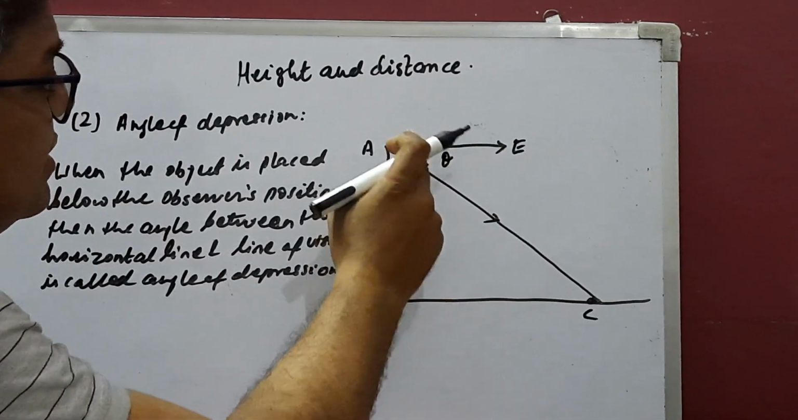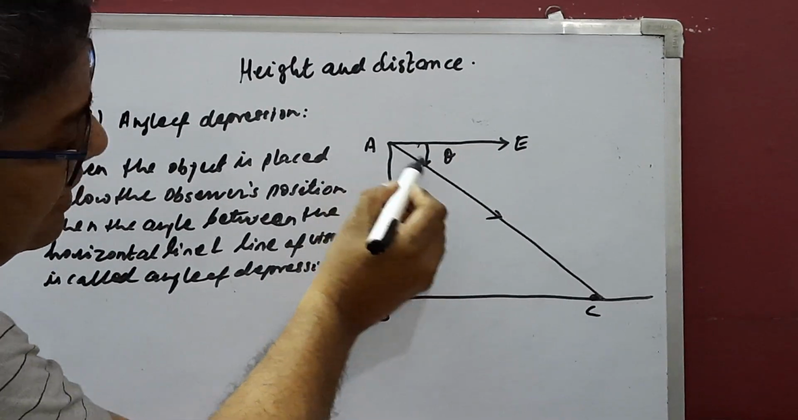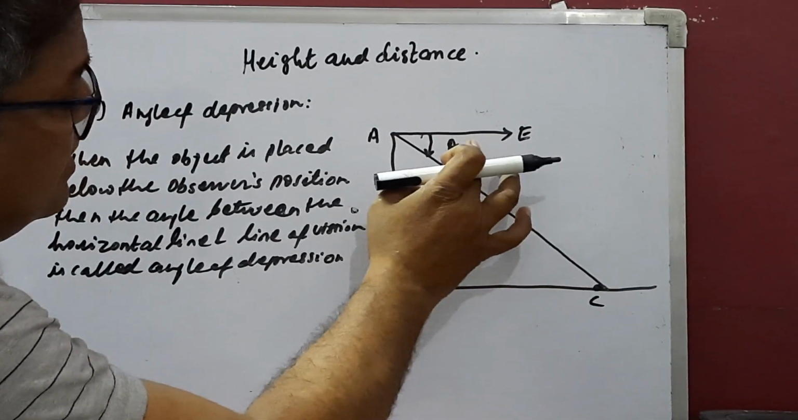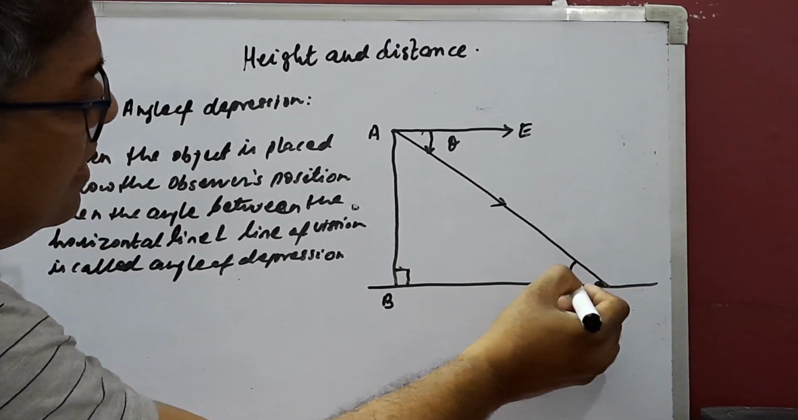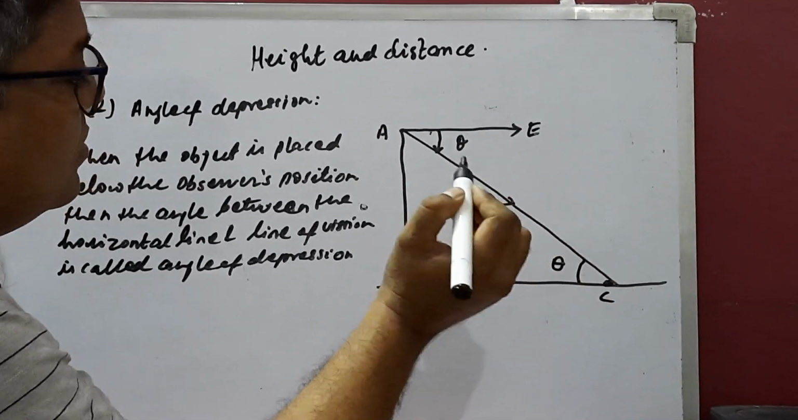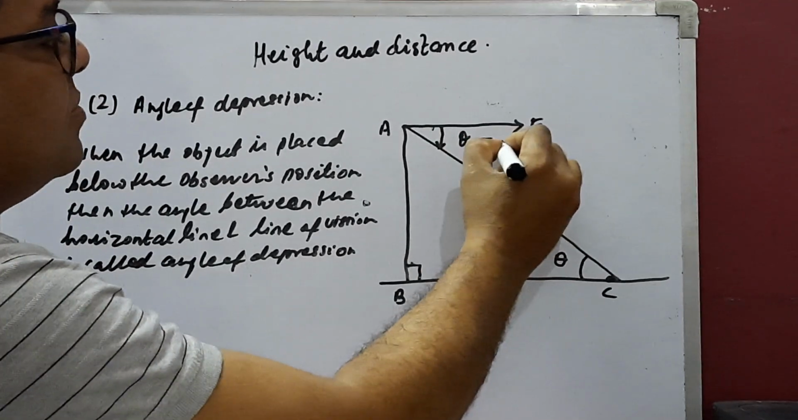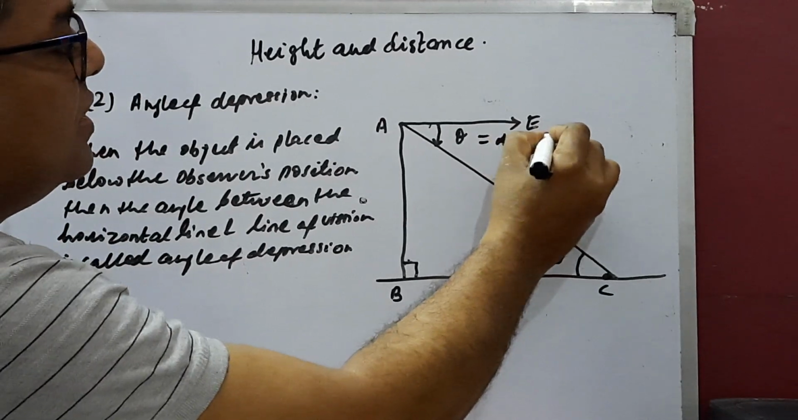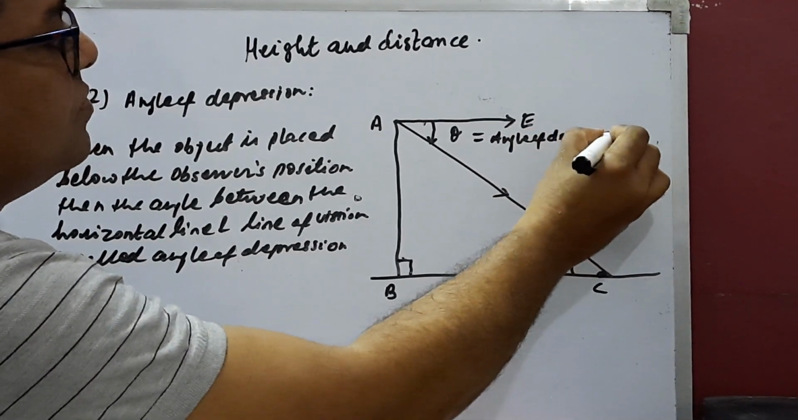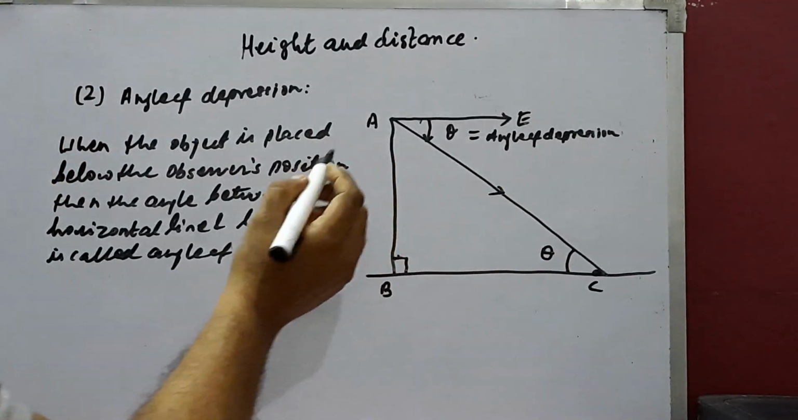As AE is parallel to BC and AC joins these parallel lines, therefore this angle and this angle will be equal because a pair of alternate angles are equal, so theta. So this is called angle of depression, and this is also called angle of depression.